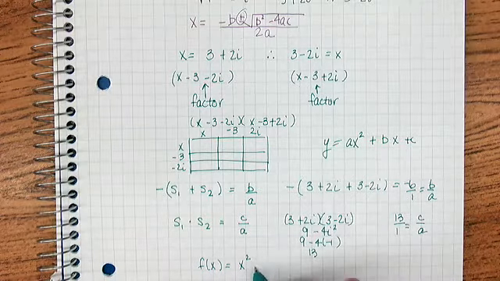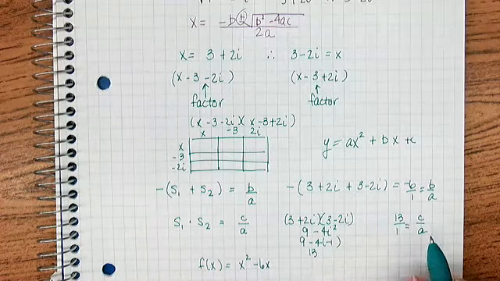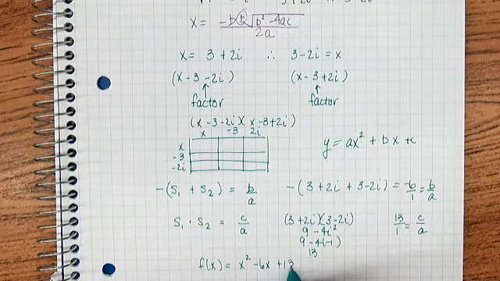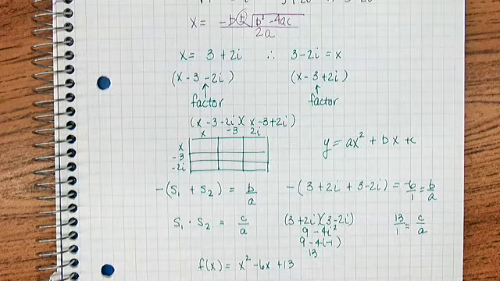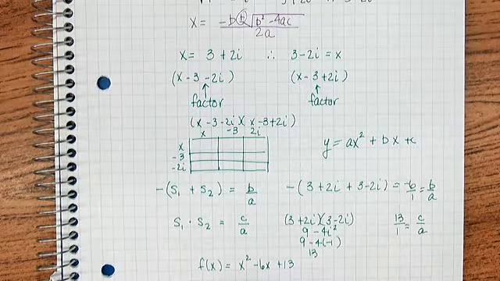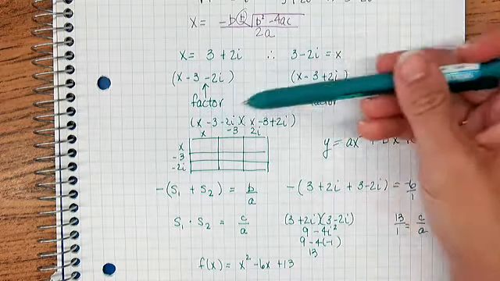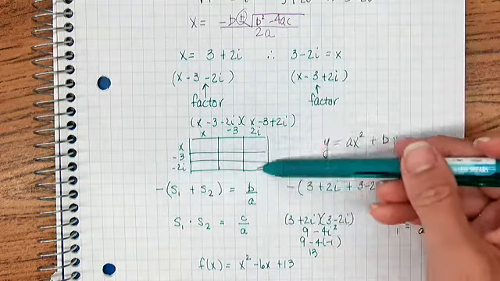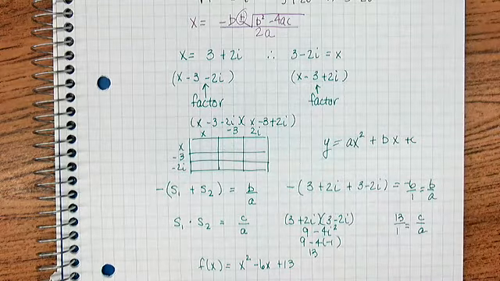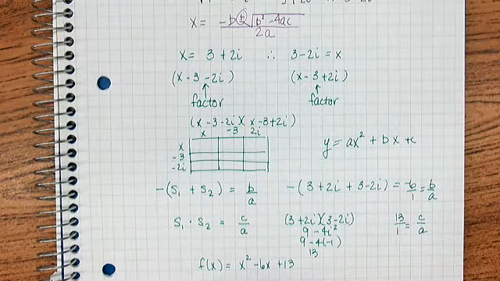B is negative 6. C is 13. Okay, two things. One, you'll get the same exact answer, assuming I didn't make a mistake, because I don't think I did. You will get x squared minus 6x plus 13 if you just do flat out distributing, if you use the box, or if you do b over a, c over a. You should get the same answer.